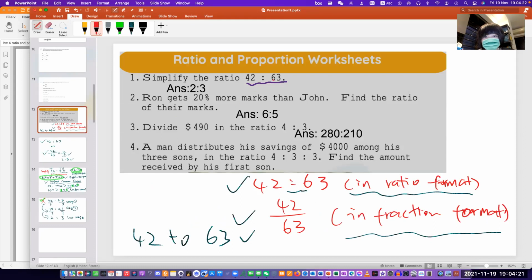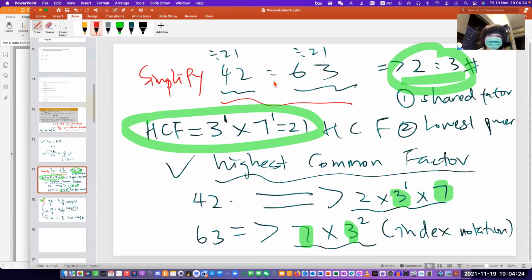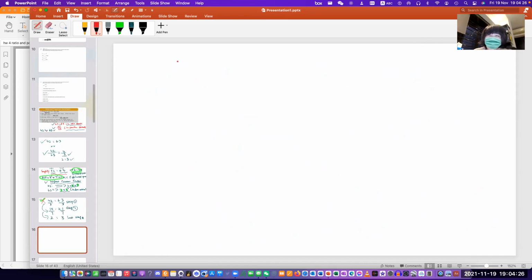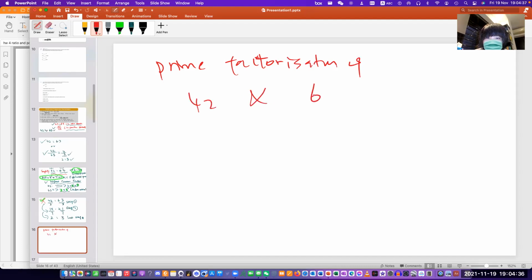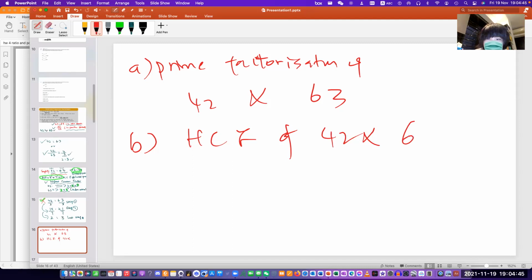Okay, 42 and 63, and then what I'm trying to say is going forward, what they will ask you to do is prime factorization of 42 and 63. That's your part A. And then they will ask you to find the HCF of 42 and 63. And then part C is 42 to 63.